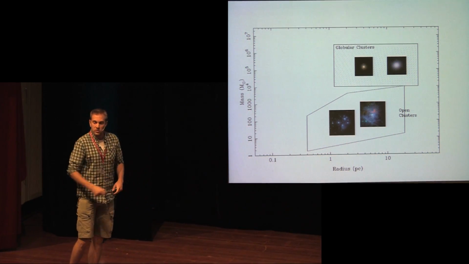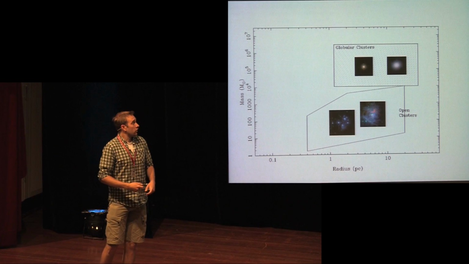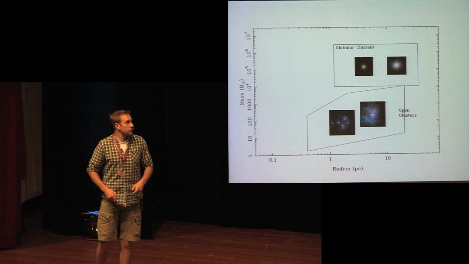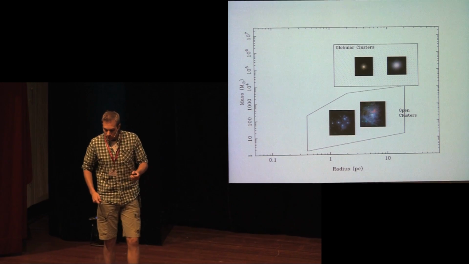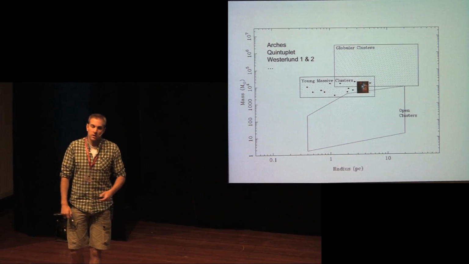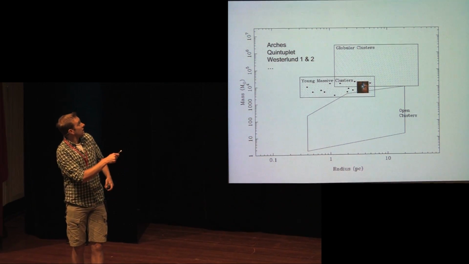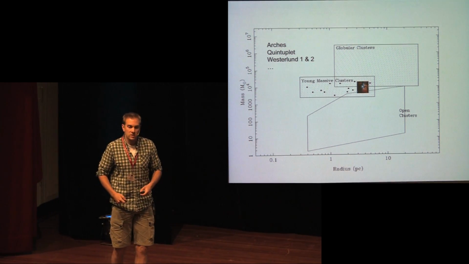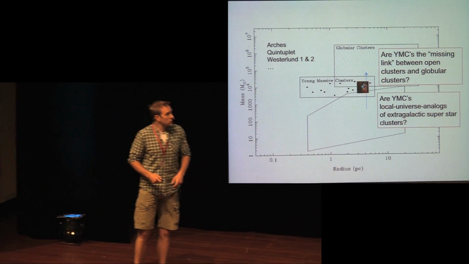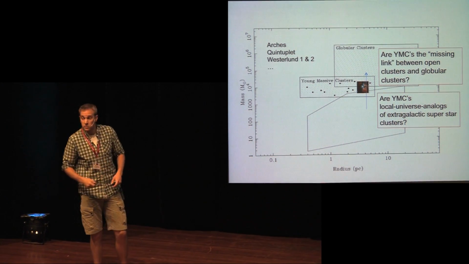And open clusters are much smaller. They're young, they form recently. And globular clusters are old, they formed at early epochs of the universe, much more massive and dense. So these young massive clusters fit in between. They are as massive and dense as globular clusters, but they're forming in the present-day universe. So the question is, are these YMCs, the young massive clusters, the missing link between open clusters and globular clusters?